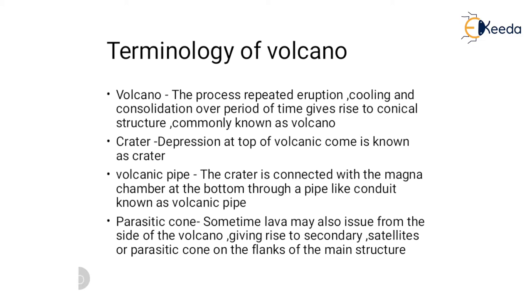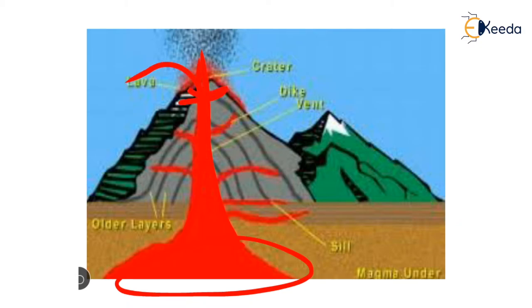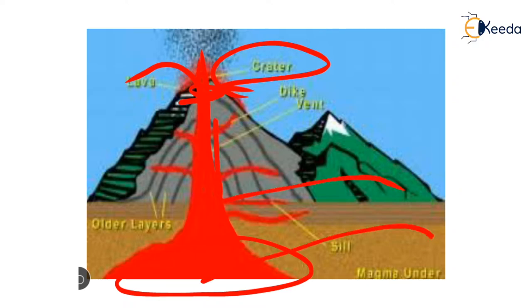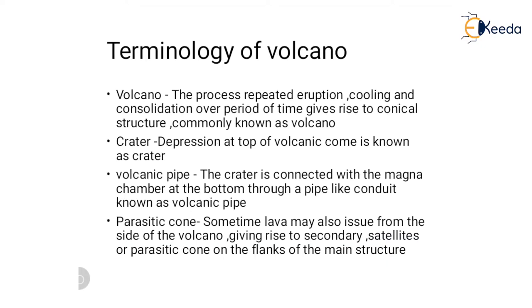Then parasitic cone. Sometimes lava may also issue from the side of the volcano, giving rise to secondary and satellite or parasitic cones on the flanks of the main structure. See the diagram. See, this is the magma chamber, and from this pipe-like structure, a way for the molten material to come out, it forms a small depression. This is called the crater, and this is called the conduit pipe. This is called the magma chamber, and this is a small opening, a small fracture in the rock through which the molten material is coming out, and small cones also developed here. These are all called parasitic cones. So these are the terminology of the volcano.